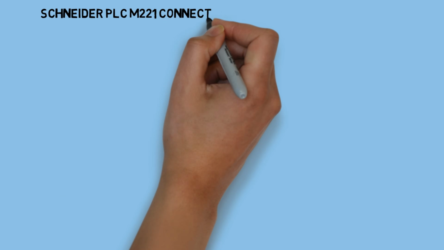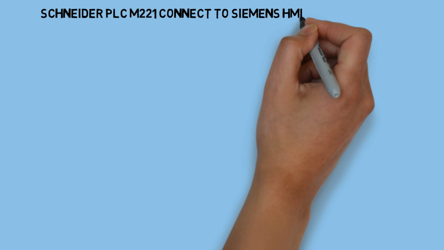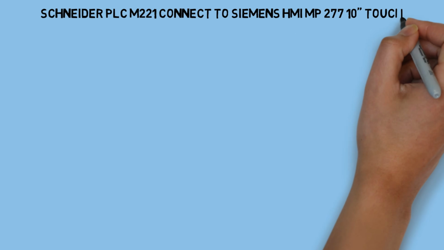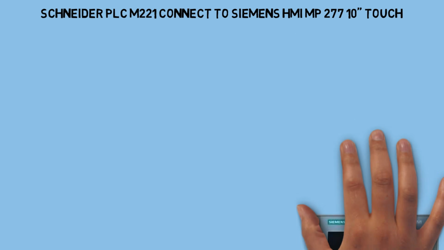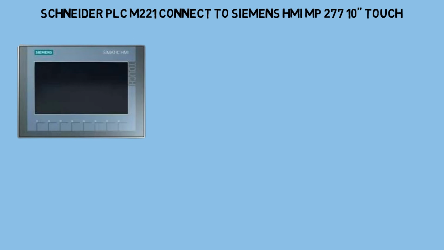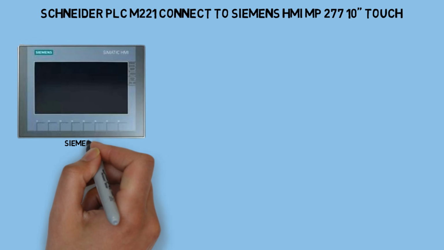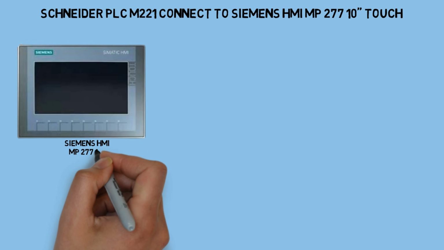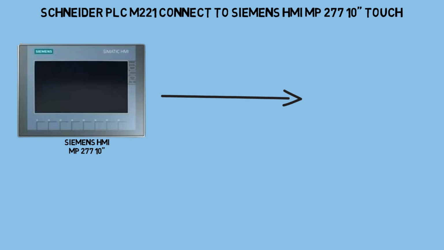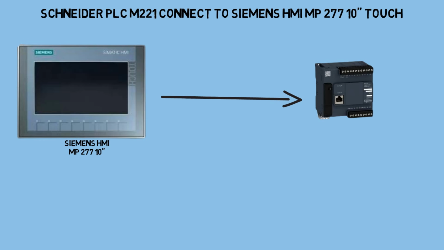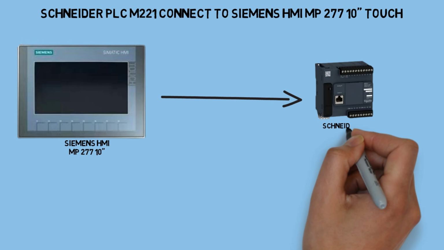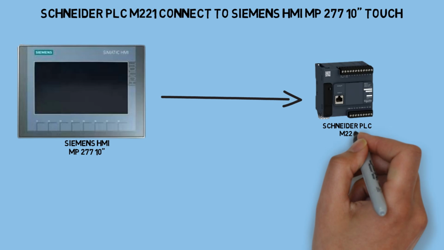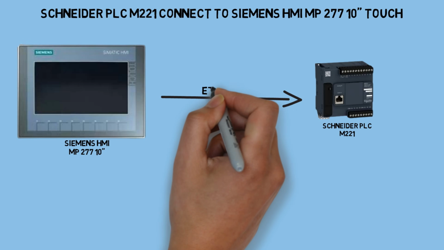Today, I'll show you how to connect a Schneider M221 PLC with a Siemens MP277 10-inch touch HMI and make them work together. In this project, I will connect a Schneider M221 PLC with a Siemens MP277 10-inch HMI using a Modbus TCP connection. With this communication, the HMI can send commands to the PLC and control its operation.